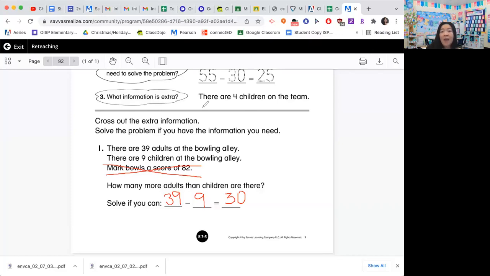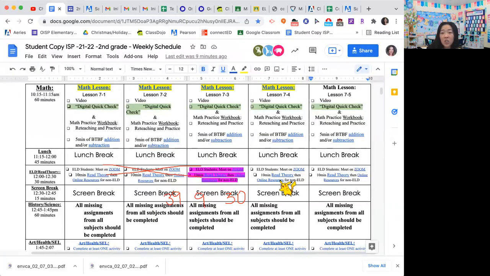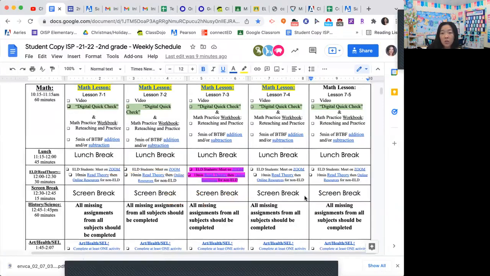All right. After we do our practice, and then after we do our digital quick check, you guys are going to be working on your 5 minutes of BTBF, addition and or subtraction, which is going to be right here. And then when we're done, we will be going to lunch for our lunch break.